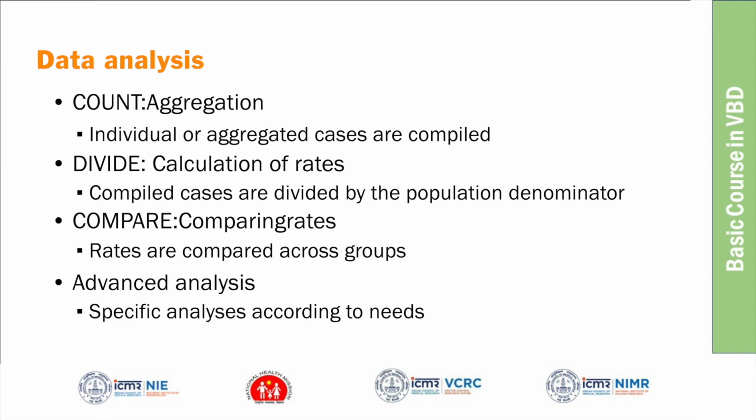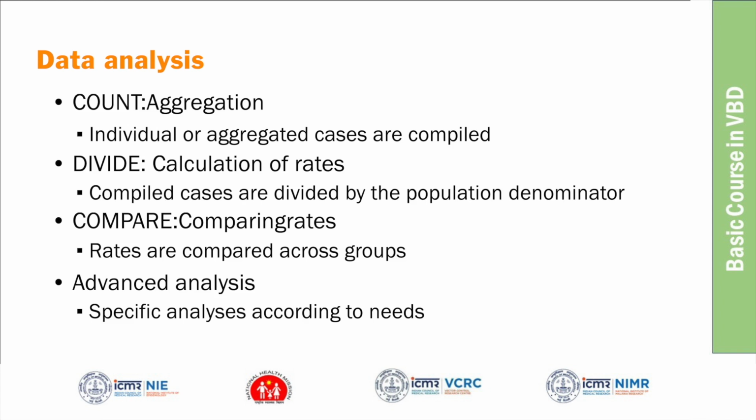We can compile cases and divide them by population denominators, male, female. We can calculate rates, such as infant mortality rate. We can divide by groups of the population, and we can compare with other groups or another region also, maybe district A or B, or state A or B. We can compare our data with other states, and with other districts also. So we can compare the collected data, and we can do advanced statistics also. It depends on the need.